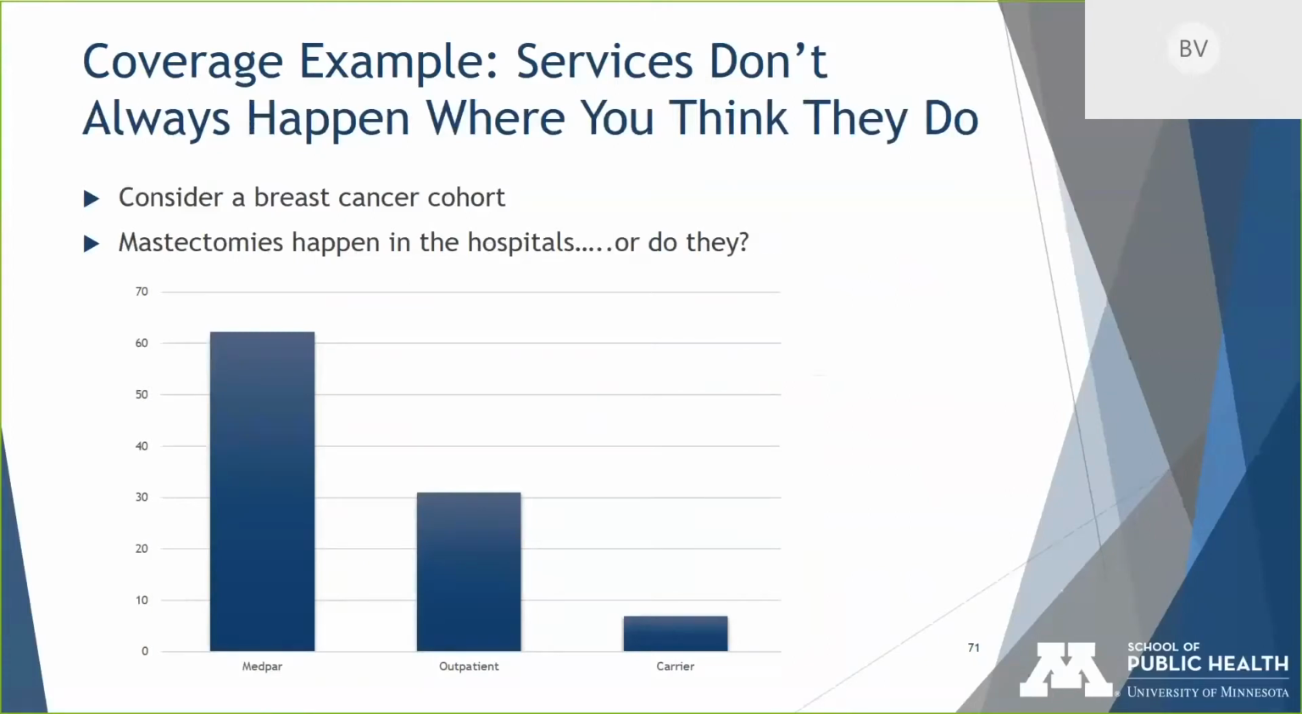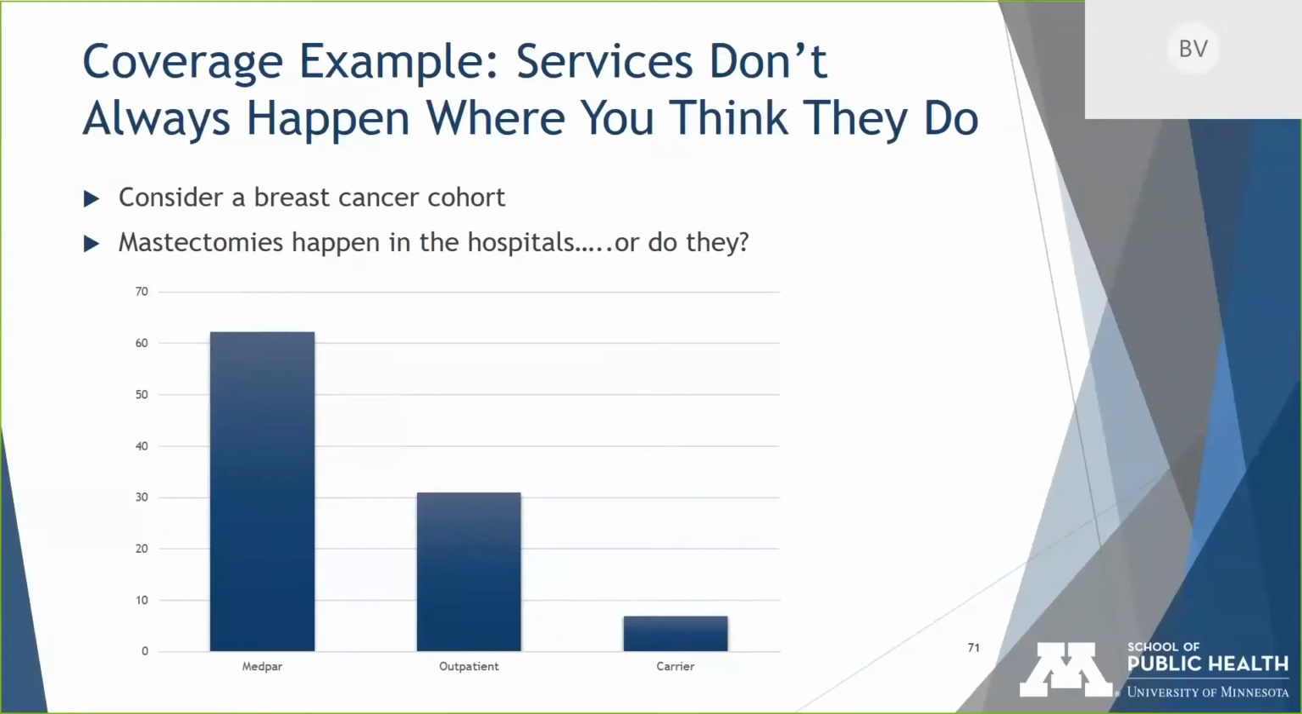It might be really easy to say, hey, I'm going to look into the hospital file. I'm going to look for inpatient stays with one of the procedure codes being a mastectomy. And that's fine, and you're going to capture a lot of procedures, but the purpose of this example is to demonstrate that services may not always happen in the setting in which we expect to see them, and as such, they may show up in a different place than where you expect.